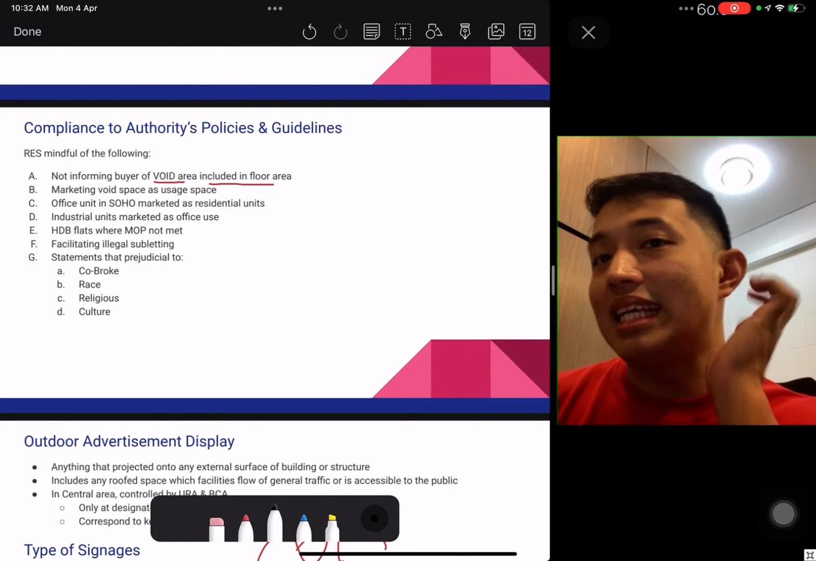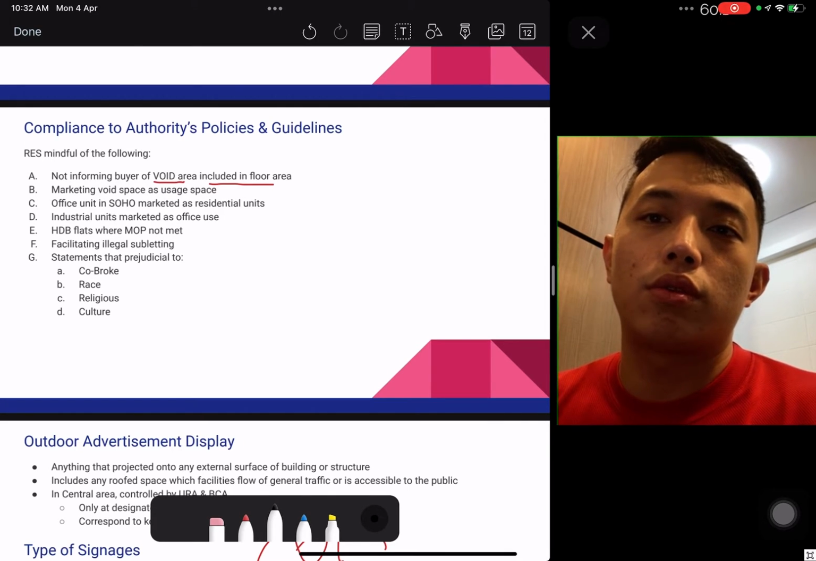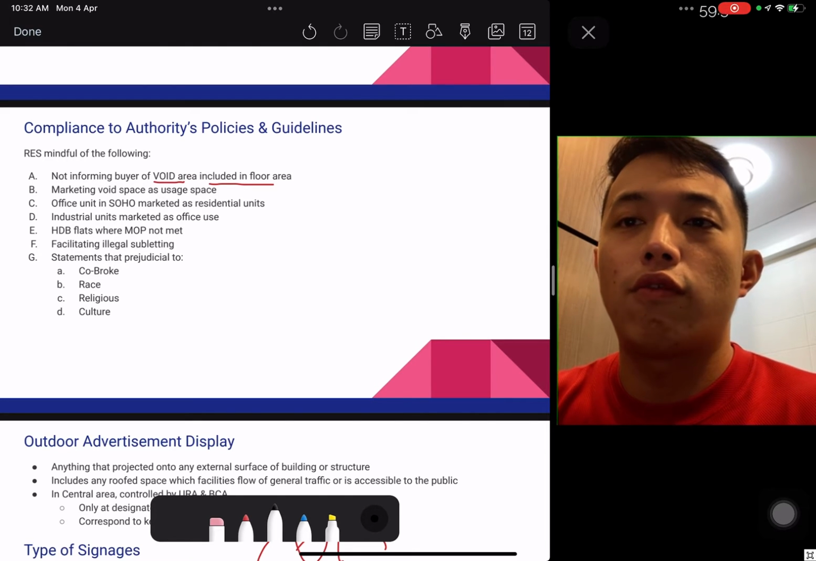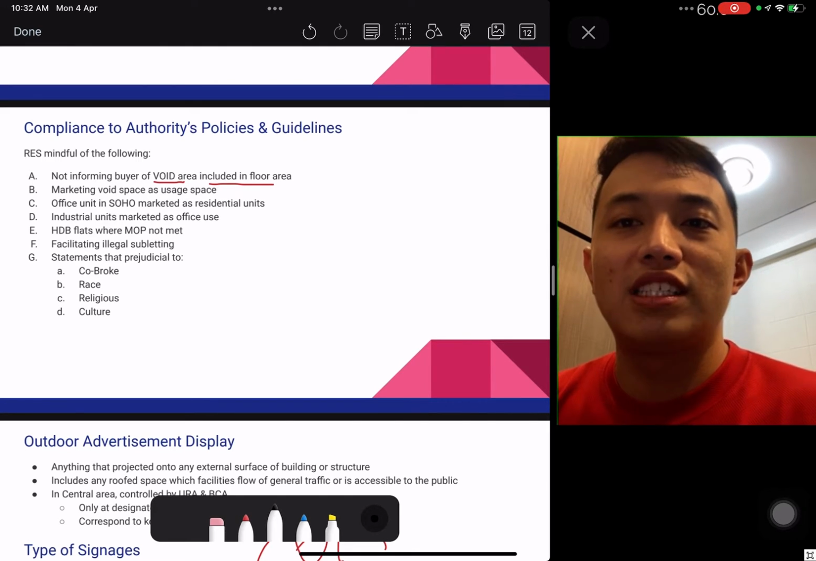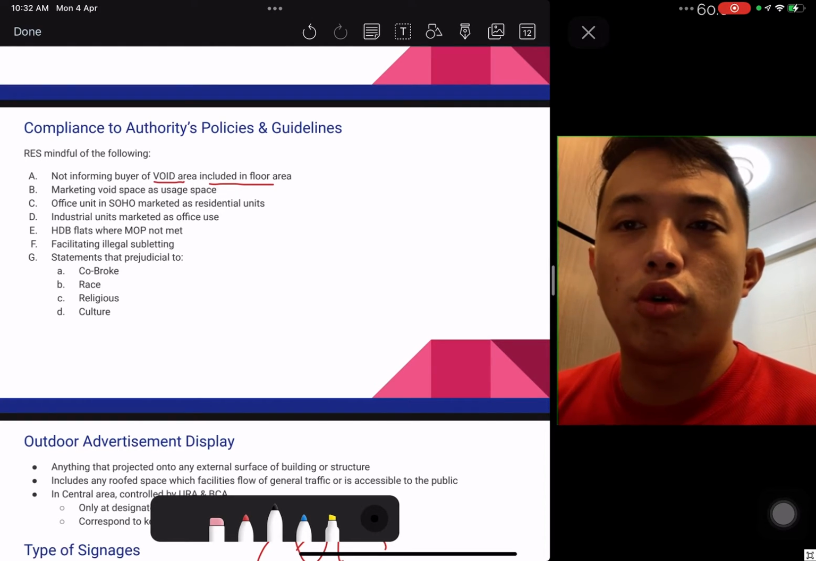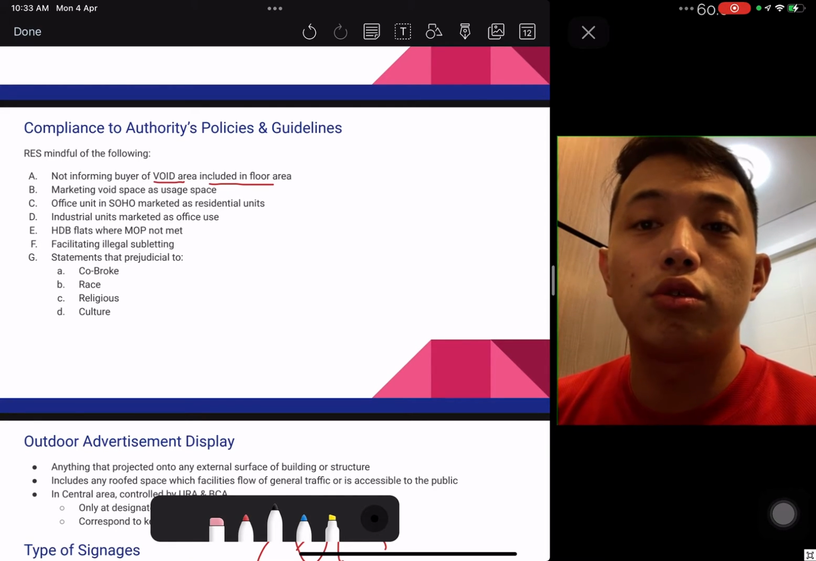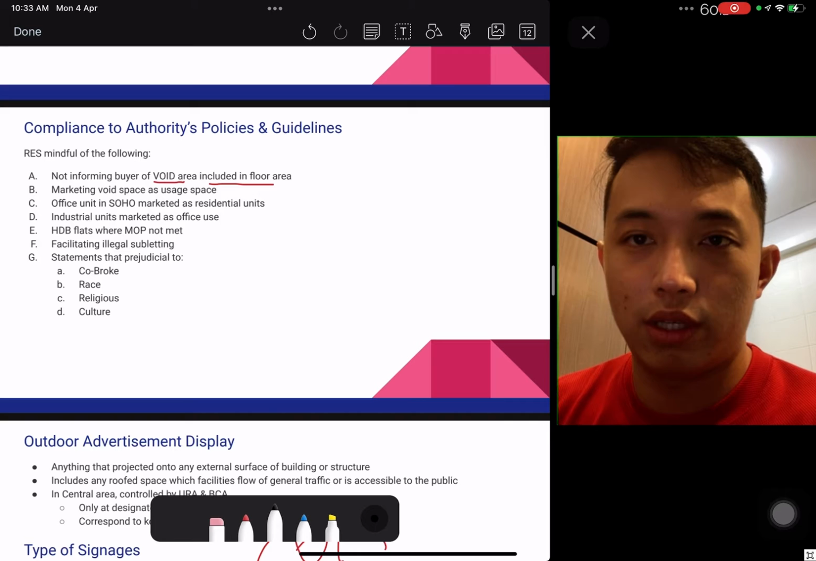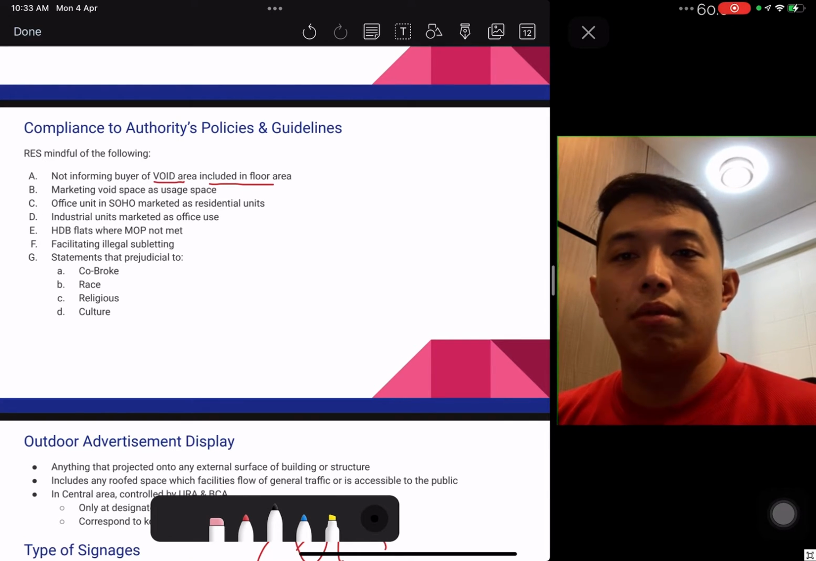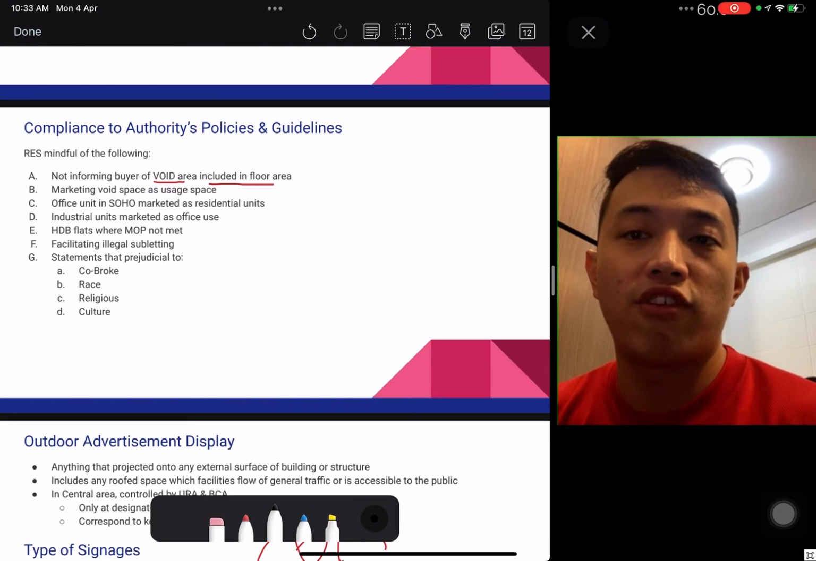Okay, while marketing and communicating with clients, do take note as an agent of what you are not allowed to do. Do not forget to inform that void area is included in the flooring area, but void area is not a usable area. Office units in SOHO are not allowed to be marketed as residential units. Industrial units cannot be marketed as office-use-only units. HDB where MOP is not met is not allowed. You must be very sensitive when handling these cases because you have to meet the MOP first.